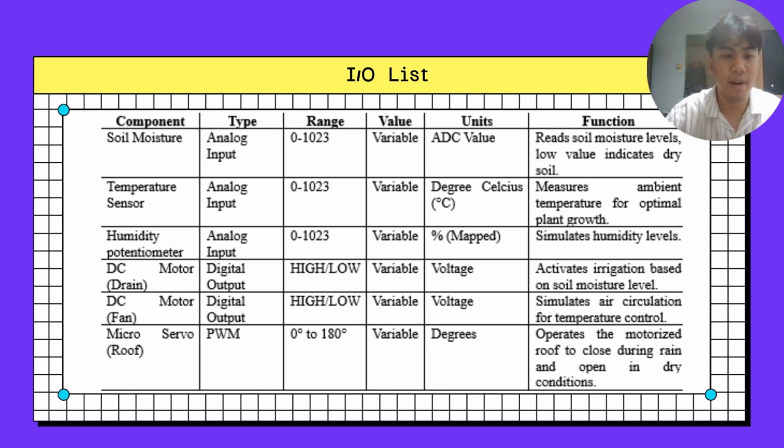And here we have micro servo that act as a roof with the type for this output is PWM with the range of 0 degree to 180 degree. It operates the motorized roof to close during rain and open it during dry condition.